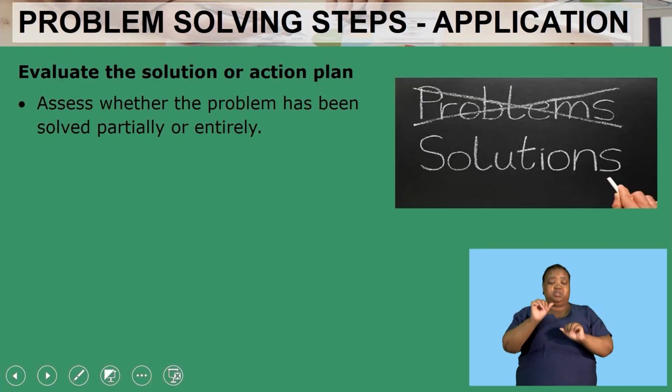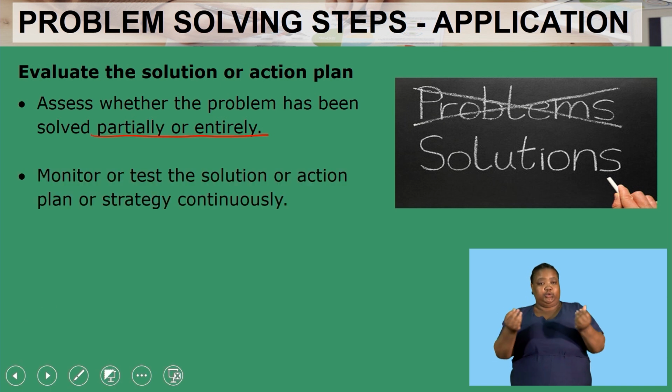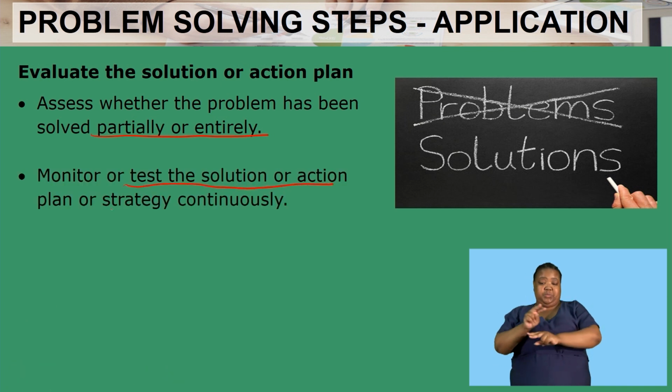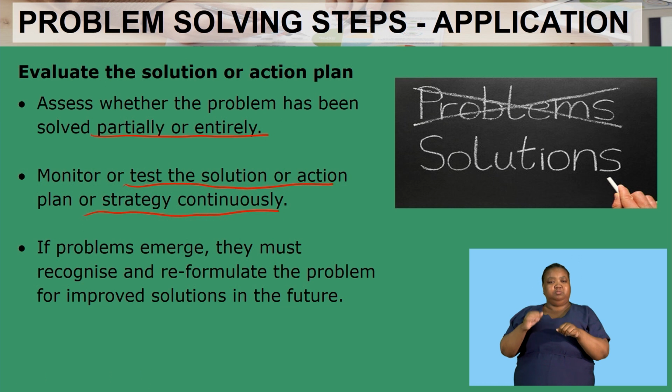So after doing that, we are doing what? We now need to evaluate what? The solution or the action plan that we've taken. Remember, to evaluate, we are looking at the advantages and the disadvantages of that solution that we've taken. So now you need to assess whether the problem has been solved partially or entirely. Right. Thereafter, you monitor or test the solution or action or strategy continuously. And then if problems emerge, should there be any problems, then we must recognize and reformulate the problem for improved solutions in the future.